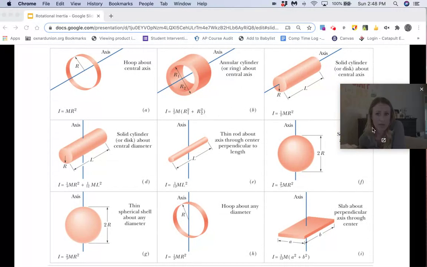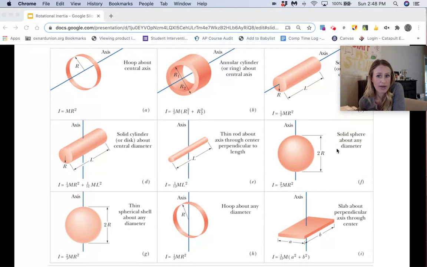Another really important one is the solid sphere about any diameter, that's 2/5 mr squared. This one's really important as well, a thin rod about an axis through the center perpendicular to the length. That one is very, very important as well. I would say the thin spherical shell is really important as well, this 2/3 mr squared. So I would memorize those ones that I just mentioned.